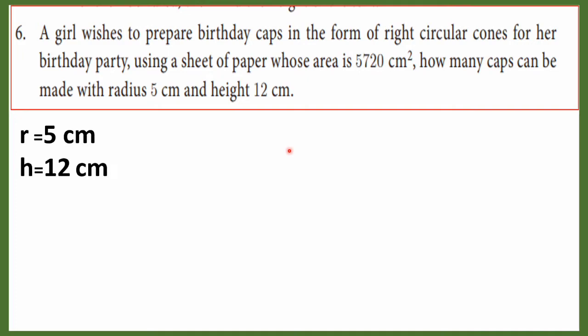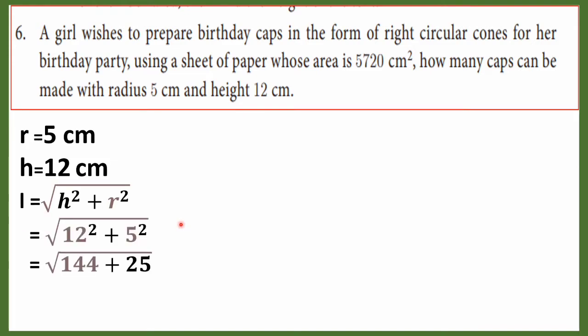See, radius of the cone equal to 5 centimeter, height equal to 12 centimeter. We have to find the number of caps. Number of caps equal to area of the paper by surface area of the cap. So we have to find surface area. What's the surface area formula? Pi r L. So we need to find L here. L is equal to square root of h square plus r square. Substitute the values. We get L equal to square root of 169. Taking the square root, L equal to 13 centimeter.